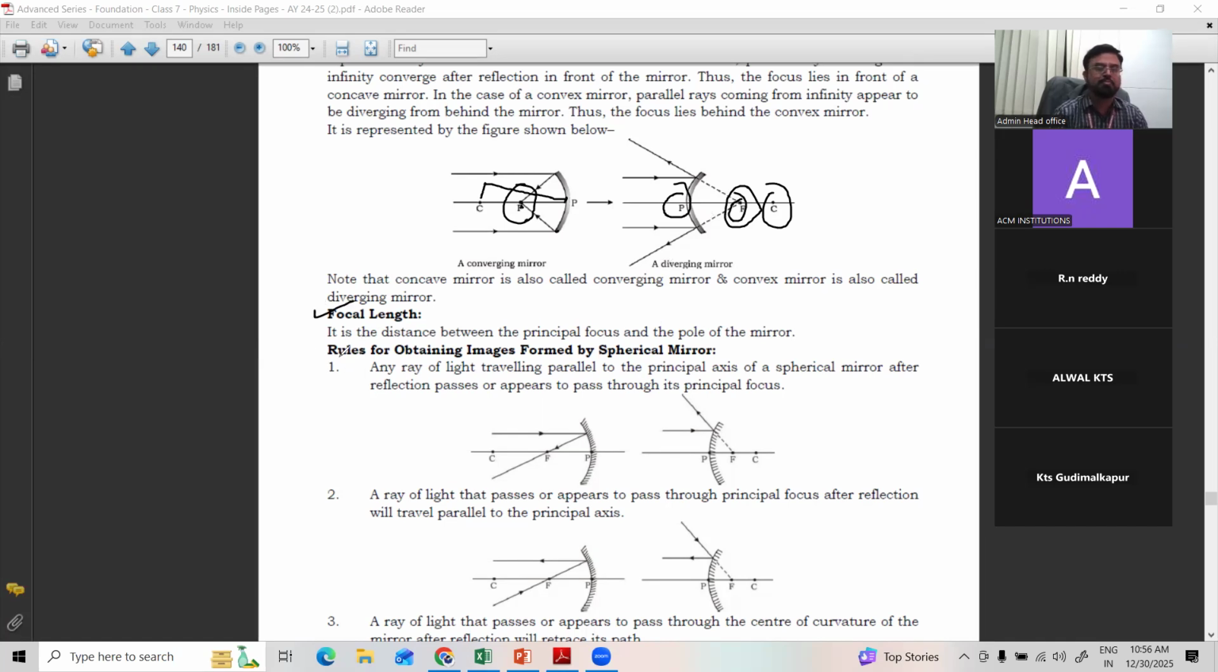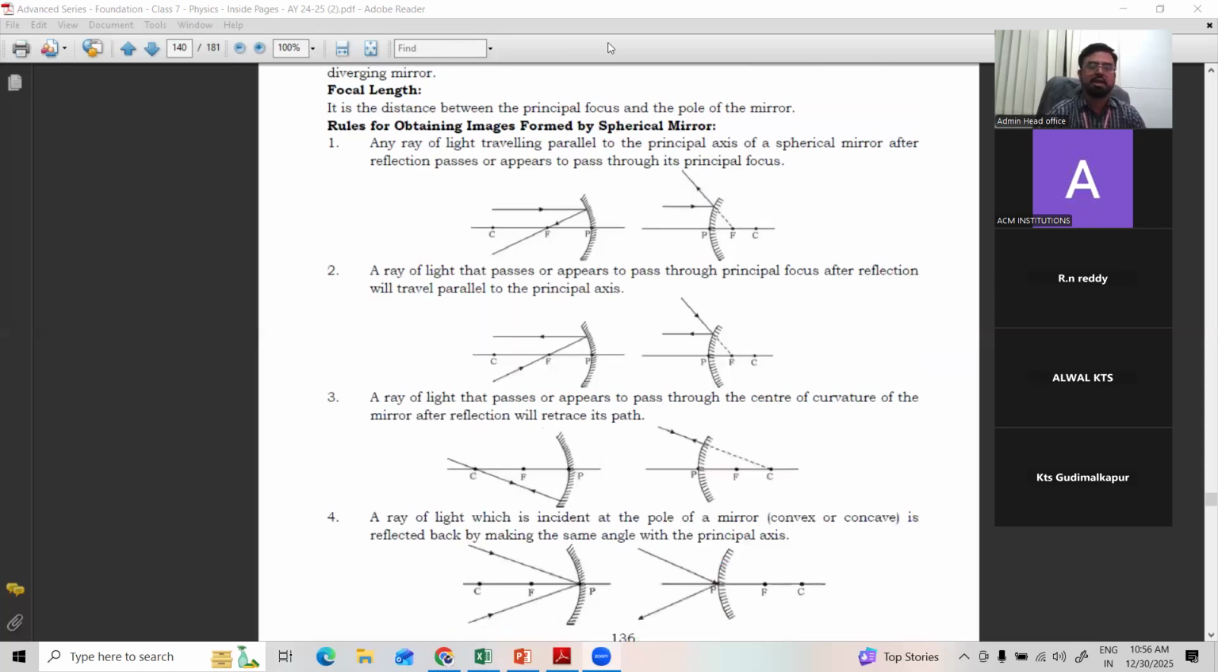So focal length. It is the distance between the principal focus and the pole of the mirror. From here to the pole, here to here, this is called the focal length. Just like the power of specs is measured, it is also called a focal length, the power of the mirror. So these are all the terminology we learned in the earlier classes up to focal length.